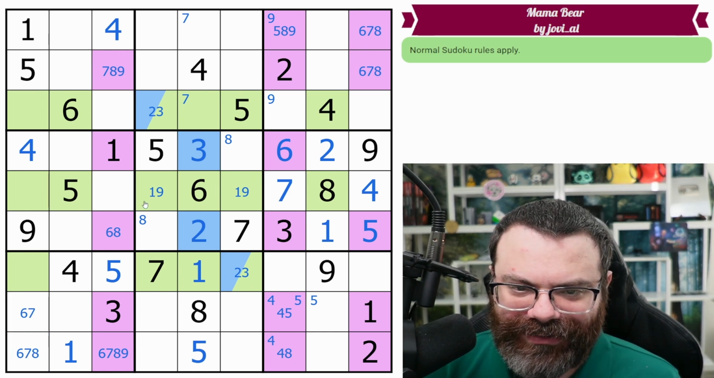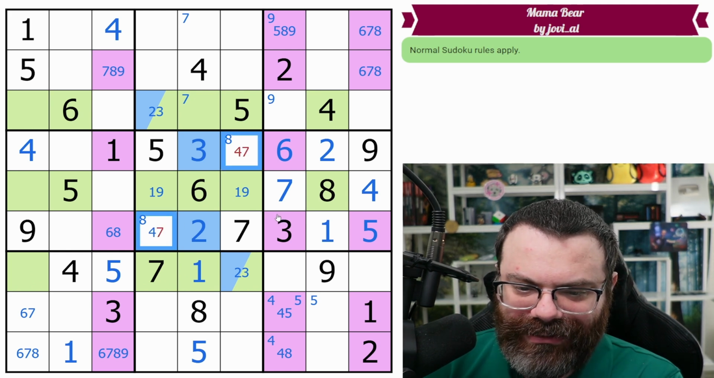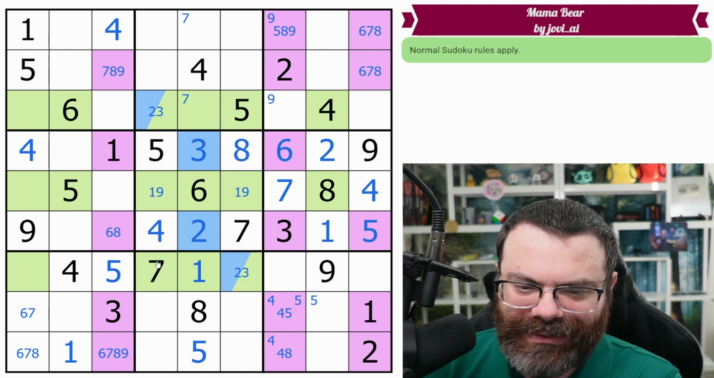I feel like this is really good progress. So this is a 4-8 pair. Oh, sorry. This can't be a 4 though, because of this 4. So this is the 8 and this is the 4 for the box.